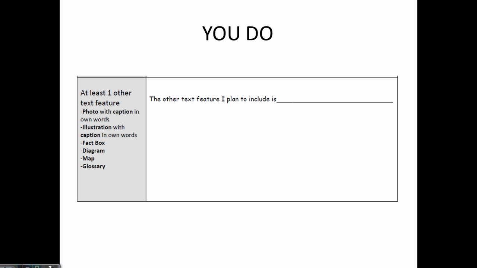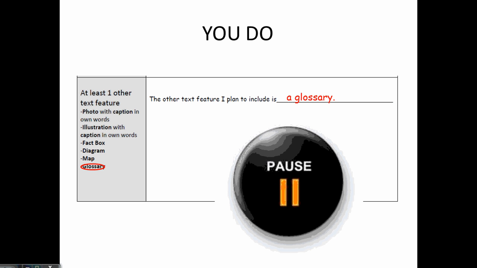Right now, I want you to write it on your plan. It will look like this. I want to include a glossary, so I'm going to write the other text feature that I plan to include is a glossary. And in this empty space below, you're just going to write what you plan to include. So in my glossary, I plan to include the words blank. Go ahead and just do this now. Choose which text feature you want to include and write it on the line. Hit pause and do that now. When you're done, hit play.